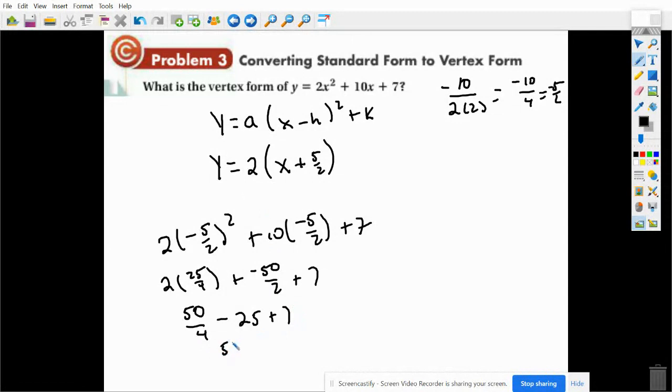Which is 50 over 4 minus 18. And 80, 60, 72. So 50 over 4 minus 72 over 4 is negative 22 over 4, which is negative 11 over 2. So this k would be minus 11 over 2. Again, we're going to go check our math here real quick.